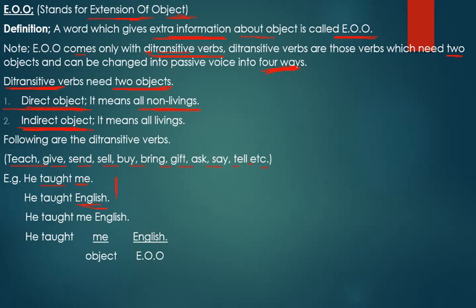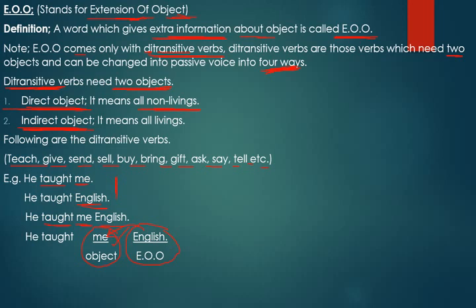For example, your ditransitive verb is teach, the second form taught. He taught me English. Me is your object and English is your EOO. Keep in your mind, me is affected by the action of the verb, and English is also affected. He taught me. I am the person whom he is teaching. And what am I being taught? English. So me is your object and English is your extension of object. Extension of object means it is giving extra information about the object; me is not only affected but English is also affected in this sentence.